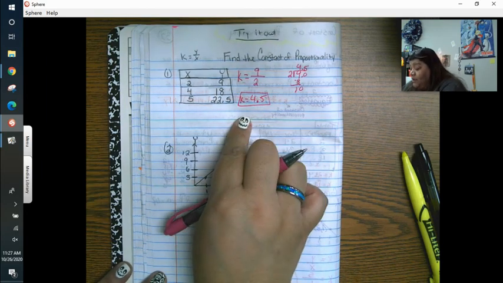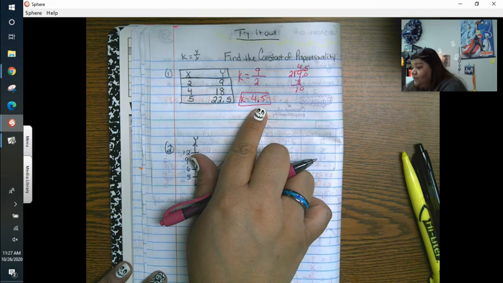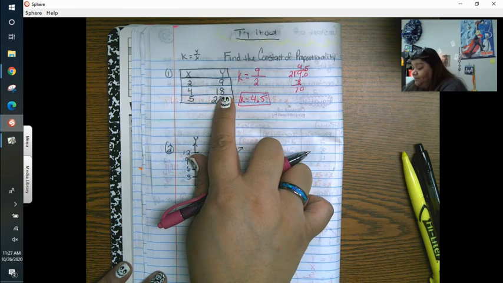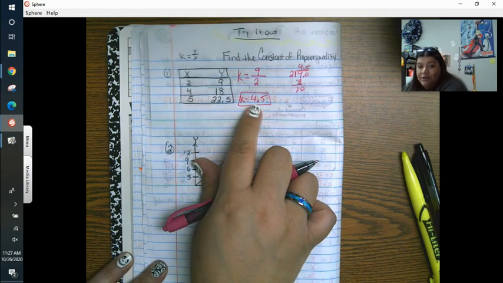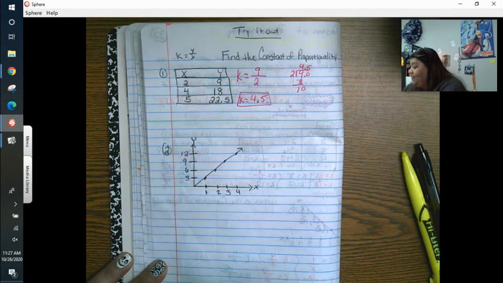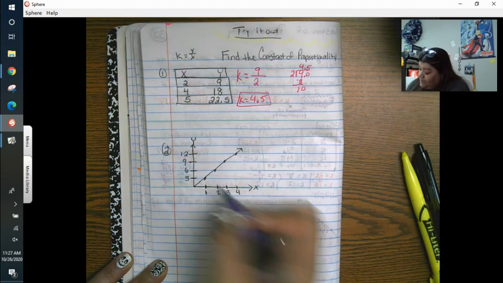Okay, and I can always double check. 4 times 4.5, it's 18. 5 times 4.5, 22.5. We got it right. Okay, so no matter which one you chose, you should have got 4.5. And let's do this one.